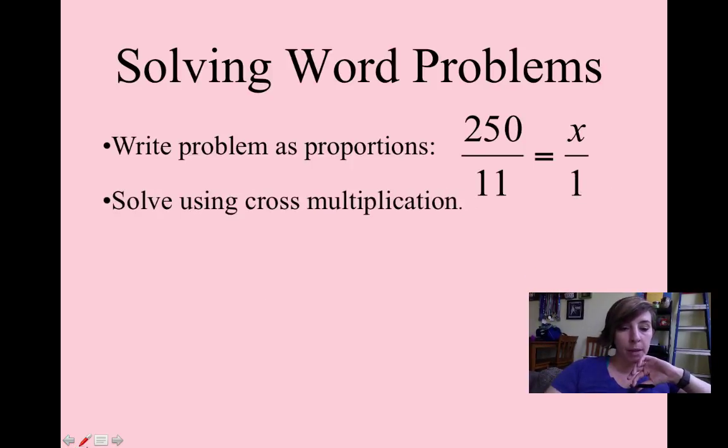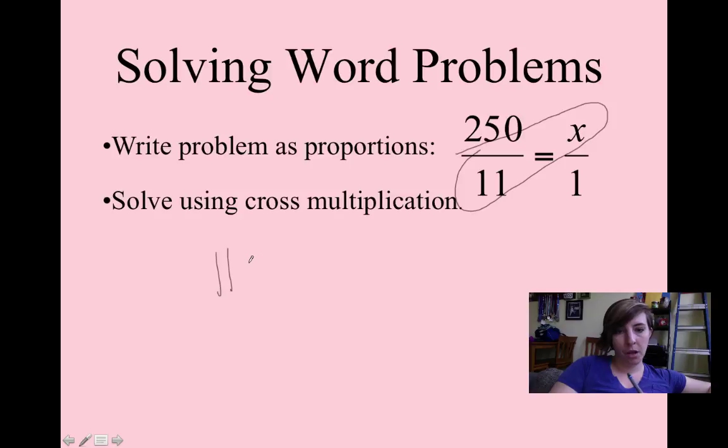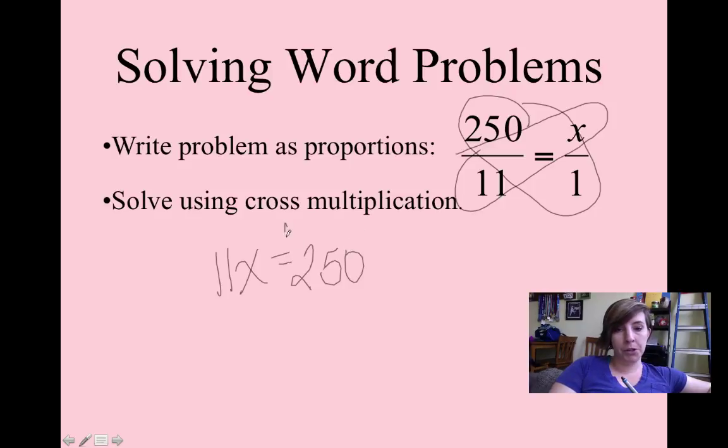Now, for this problem that I've just shown you, we did it much easier than it would be here. It's not always going to be like this. So, to do cross multiplication, I'm going to multiply 11 times x. Since I don't know x yet, it's going to give me 11x. And then I'm going to multiply 250 times 1. And I'm going to solve this equation. Mr. Cook has been teaching you how to solve equations like this. So I've got to get this x by itself. I've got to isolate that x.